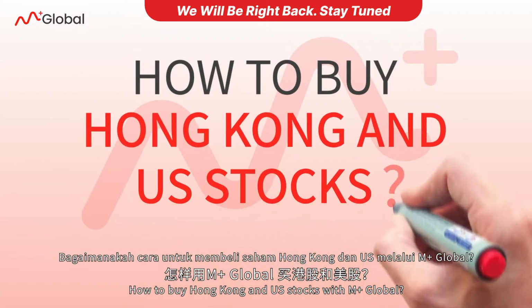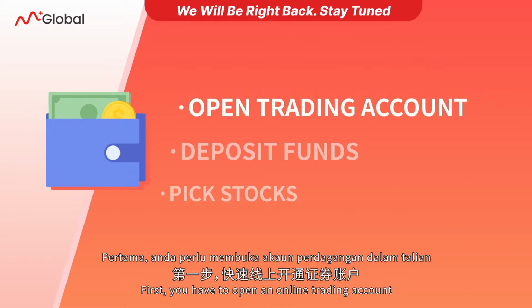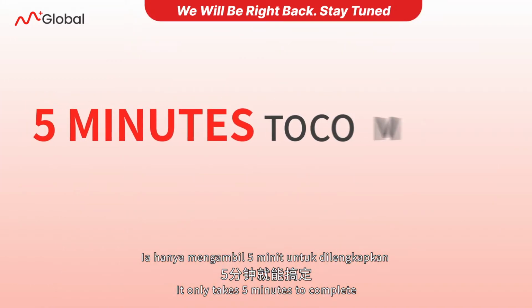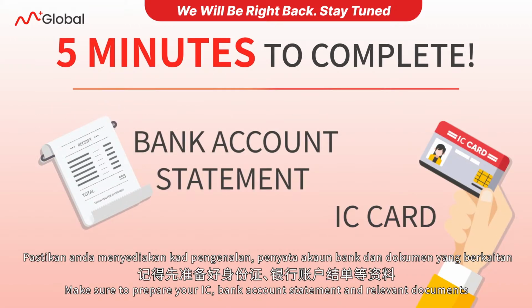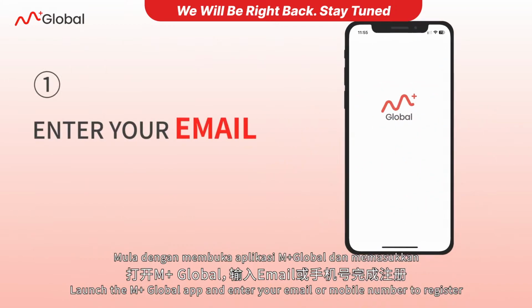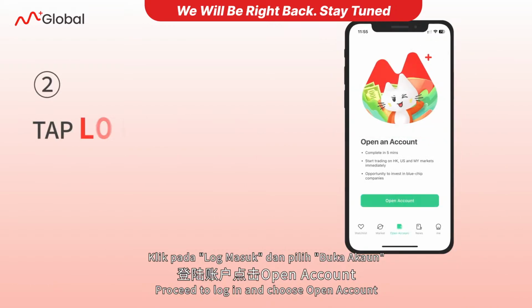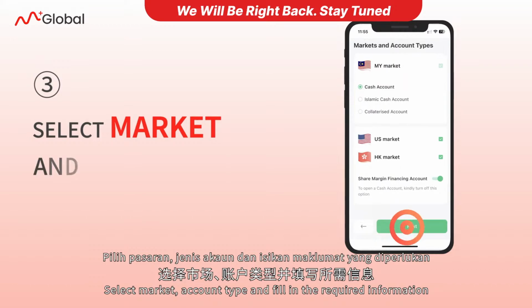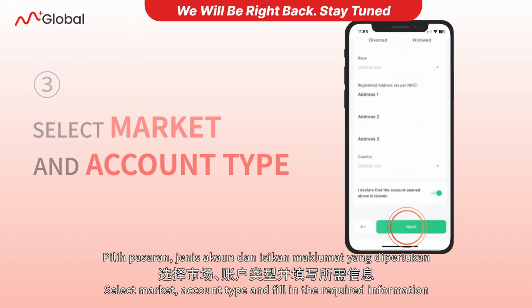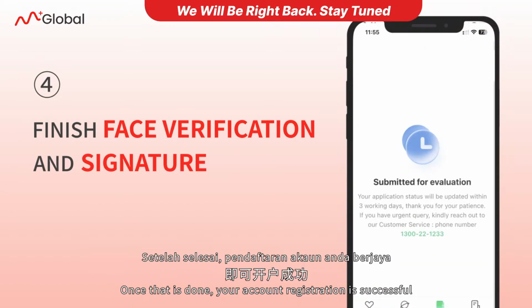How to buy Hong Kong and US stocks with M+ Global. First, you have to open an online trading account. It only takes 5 minutes to complete. Make sure to prepare your IC, bank account statement, and relevant documents. Launch the M+ Global app and enter your email or mobile number to register. Proceed to log in and choose Open Account. Select Market, Account Type, and fill in the required information. Then proceed to face verification and input your signature. Once that is done, your account registration is successful.